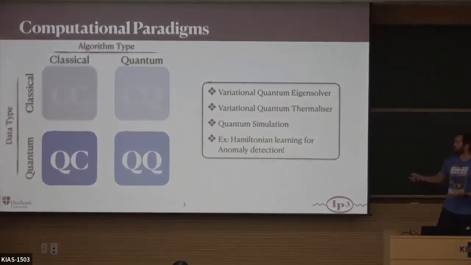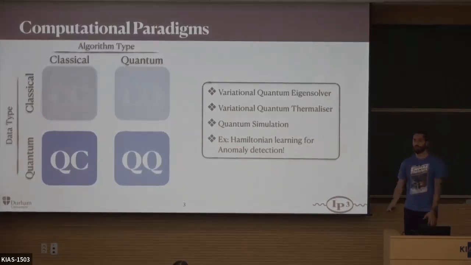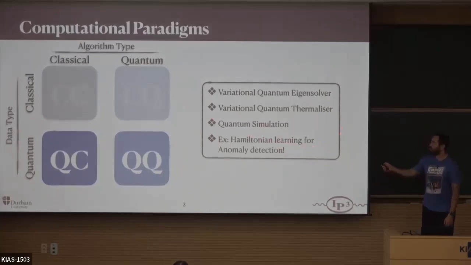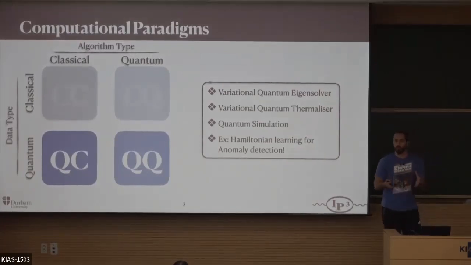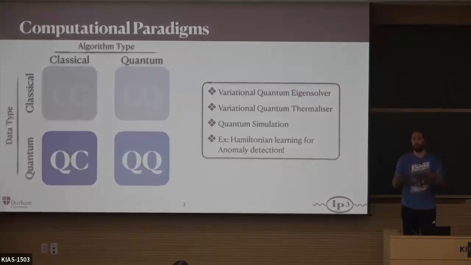And then I will show you a quantum simulation, which means that basically, as I told you, quantum data with quantum simulation. So we're going to simulate a time evolution of a quantum state with a quantum computer. And then I'm going to show you a really neat example, which combines all these three things into one. And we will do some anomaly detection on data by using Hamiltonian learning, which is learned from a thermal state.